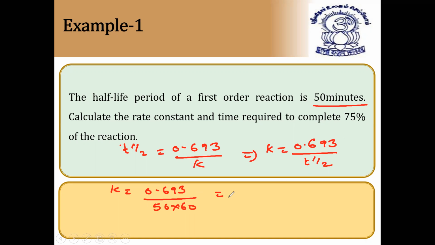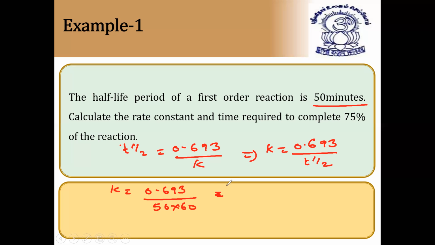If the answer is given in minute inverse, there is no need to multiply by 60. If they have given second inverse, you have to convert. So 0.693 divided by 50, that is 0.01386. You'll get that if the answer is given in minute inverse. So you have to find the K value for this.